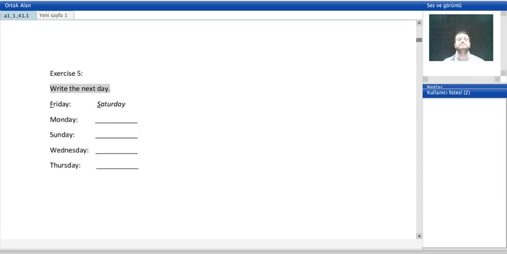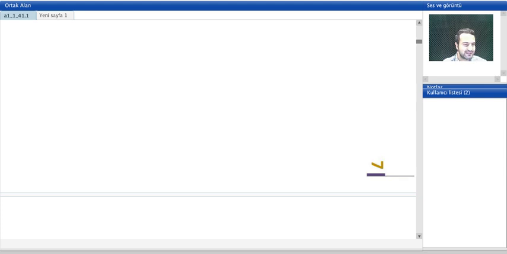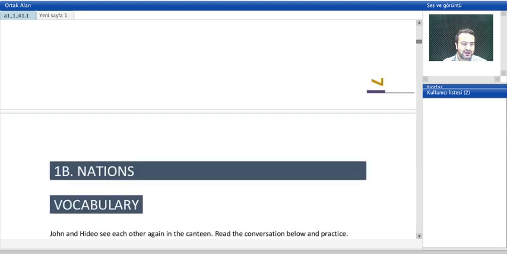Let's move on to page 7. For page 7, we have exercise 5. Write the next day. So the day after Friday, today is Friday, I'm recording this video on Friday. So tomorrow is Saturday, today is Friday. For the next exercise, we have Monday, we have Sunday, we have Wednesday, and we have Thursday. So I think this is the end of Unit 1A.